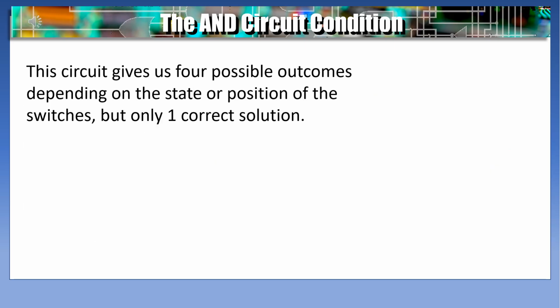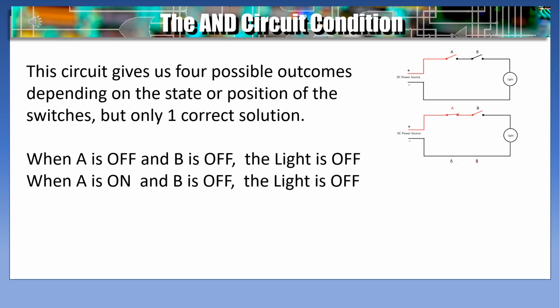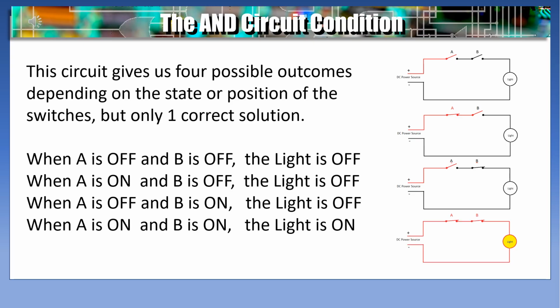This circuit gives us 4 possible outcomes depending on the state or position of the switches, but only one correct solution. When A is off and B is off, the light is off. When A is on and B is off, the light is still off. When A is off and B is on, the light still remains off. When A is on and B is on, then the light is finally on.